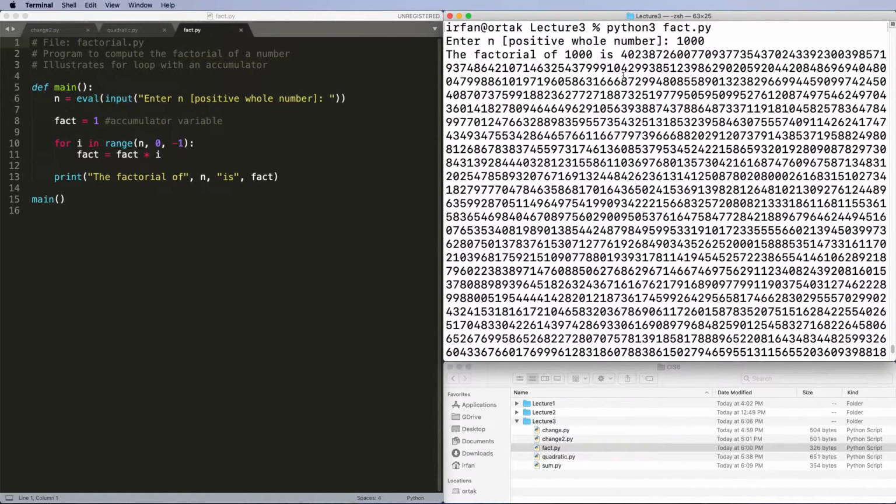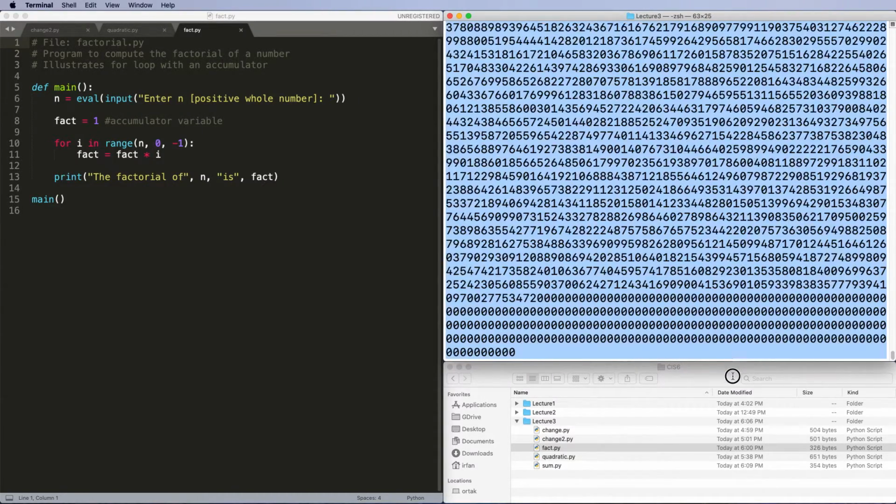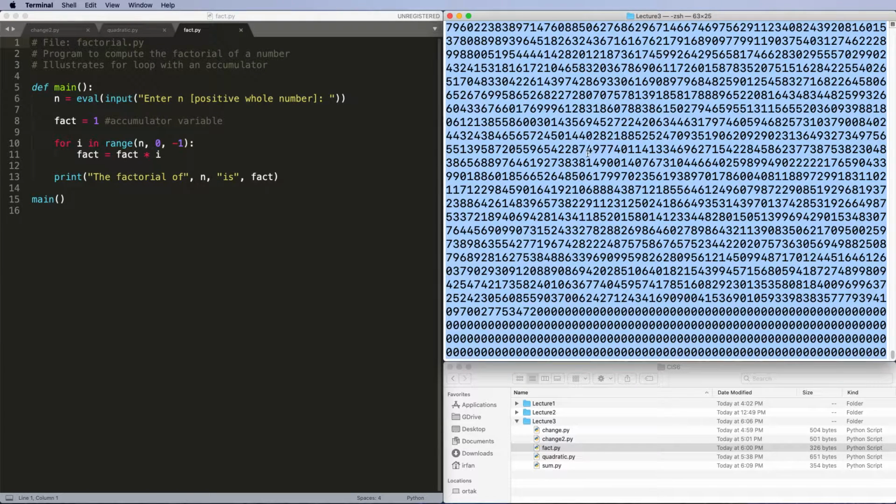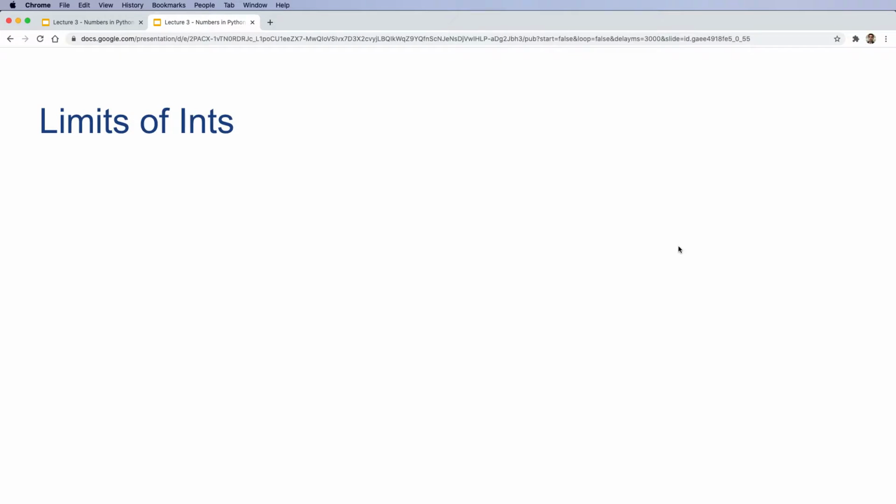So this is the 100 factorial. Then the question here is, how big of numbers can programming languages support? Let's discuss this. So let's talk about the limits of integers.